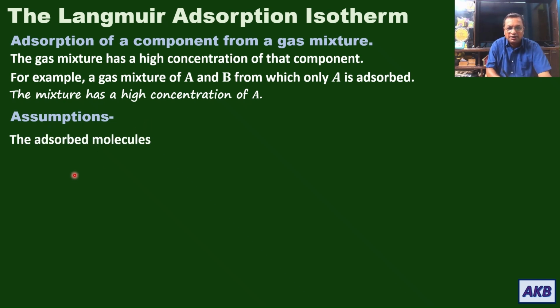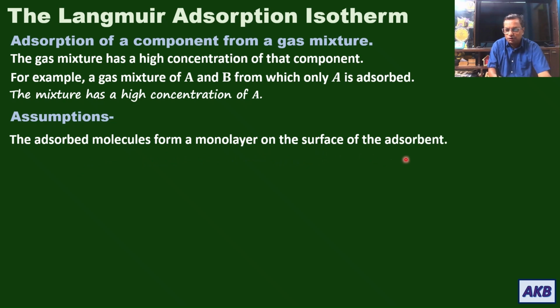Let us understand. The adsorbed molecules form a monolayer on the surface of the adsorbent. So when there is adsorption on the surface of the adsorbent, those adsorbing molecules will form a monolayer on the surface. This is the first assumption.